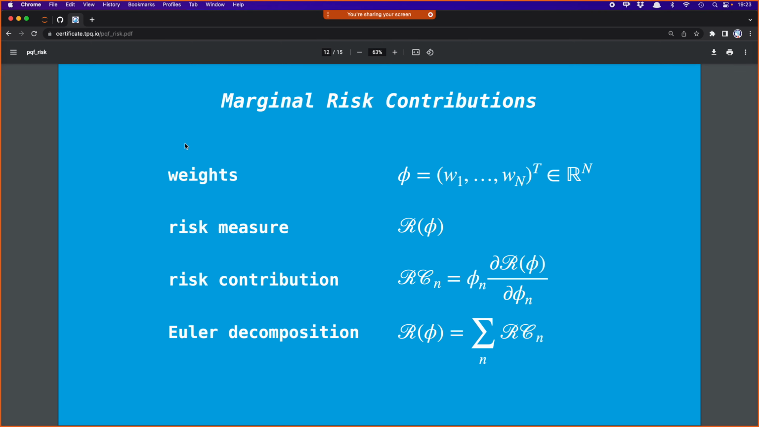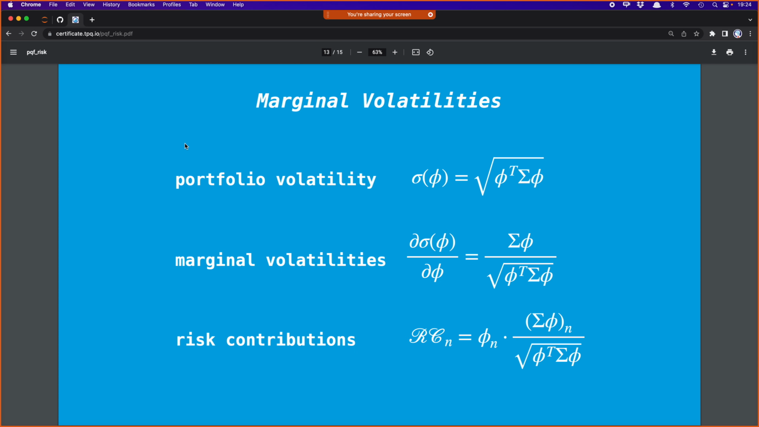So we still work obviously with weights. We then have some risk measure that we define, and we then talk in terms of risk contributions, for which we then will apply an Euler decomposition, so that we have a sum later on as the risk measure, which we got started with here on that slide, right? We have portfolio volatility, but this is now introduced here. We talk in terms of marginal volatility. So what does a single asset bring to the table in terms of contribution to the overall risk of a portfolio?